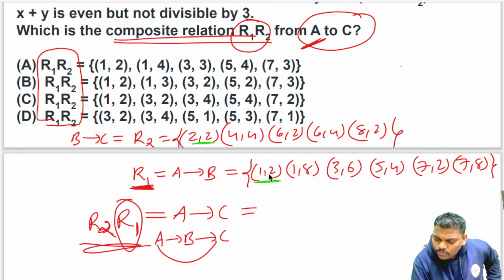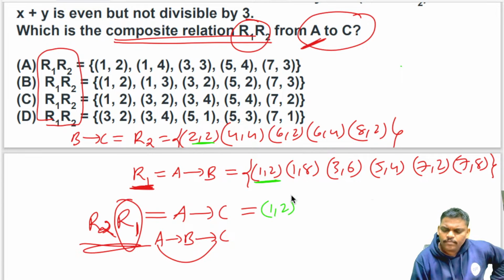R1: 1, 2. Starting with 2, anyone? So the 2, 2 cancel. So 1, 2 is required here. Next one, R1 is 1, 2, starting with 2, anyone except the first person? No. So this work is done.